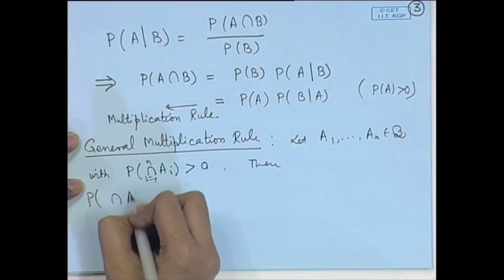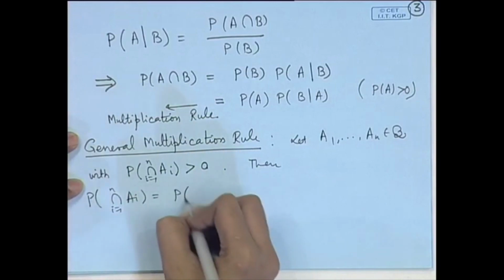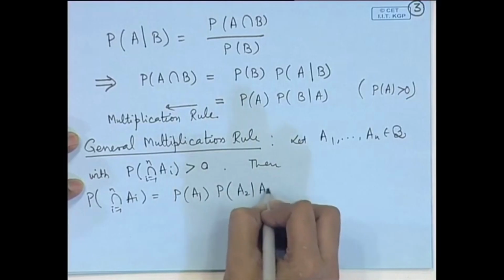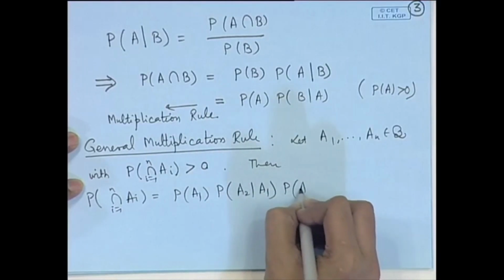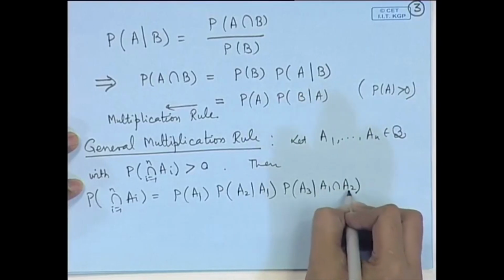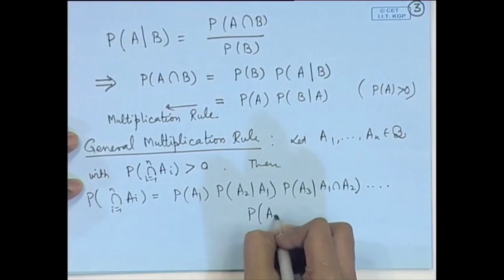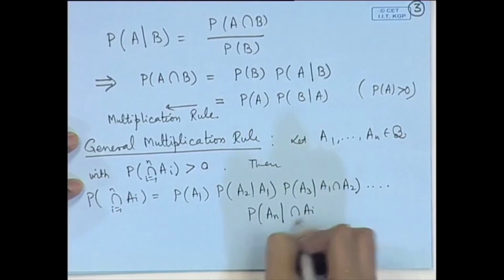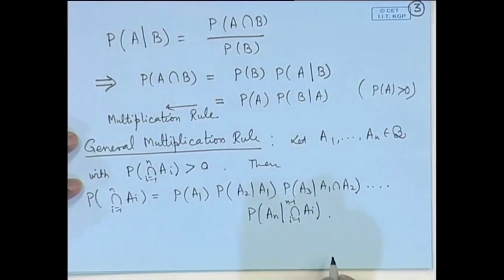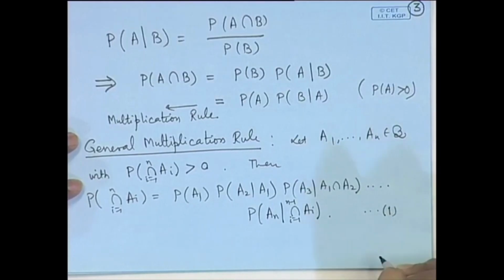Then the probability of the intersection of Ai, i equal to 1 to n, can be expressed as probability of A1 into probability of A2 given A1 into probability of A3 given A1 intersection A2 and so on, probability of An given intersection Ai, i equal to 1 to n minus 1. Let me give this statement number 1.